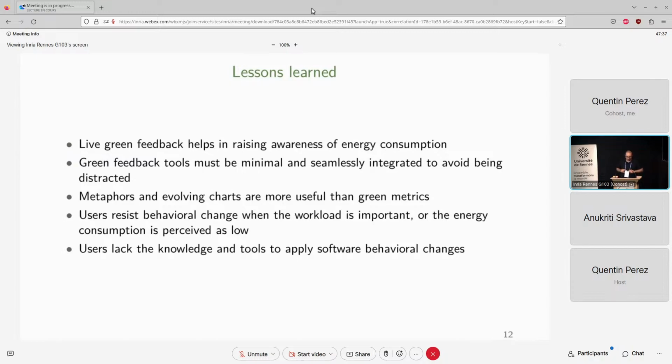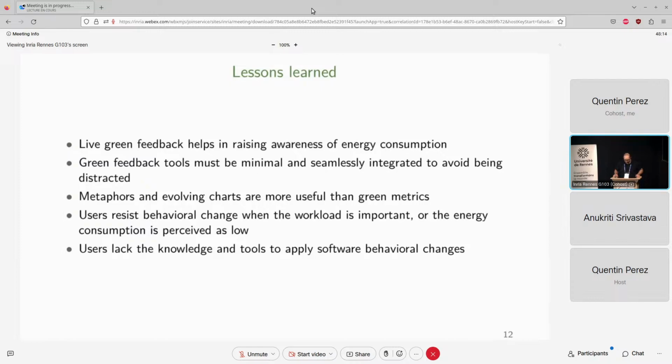Regarding the feedback, we observed that it was helpful. They were aware that they are consuming energy. They saw that sometimes there is a spike in energy consumption. But this visual tool was quite distracting, because they couldn't minimize it, they couldn't close it. It was always on at the bottom of their screen. For them, the metaphor, the evolving chart, was also more useful, because we observed a few users trying to change their behavior when there is a spike in energy consumption, rather than when the chart was flat.